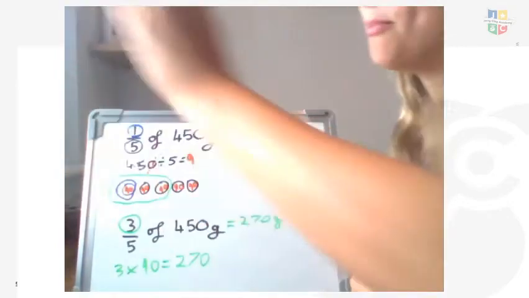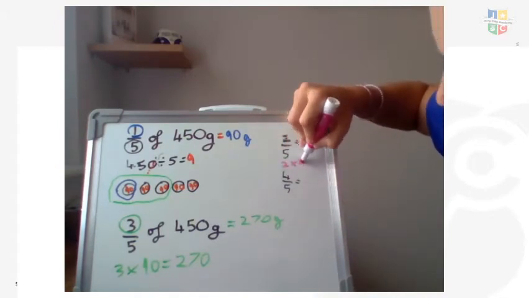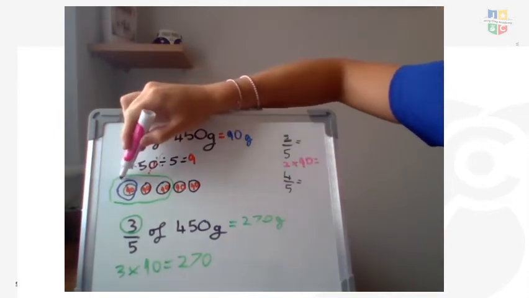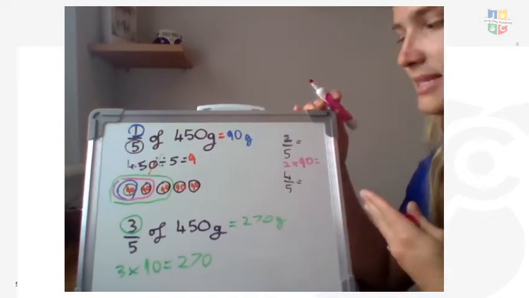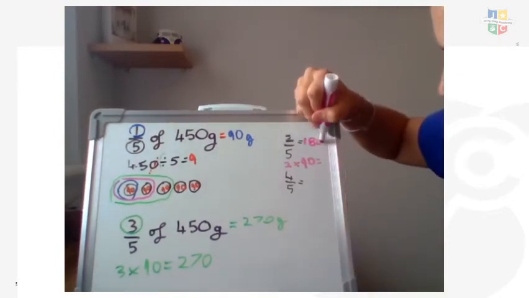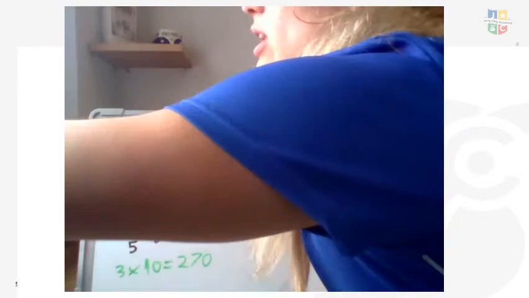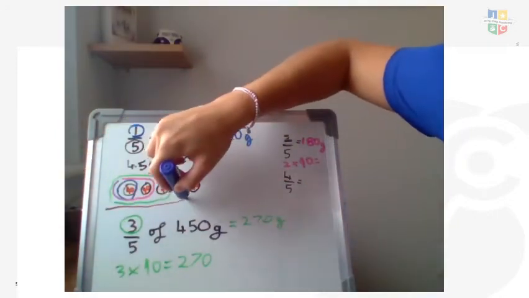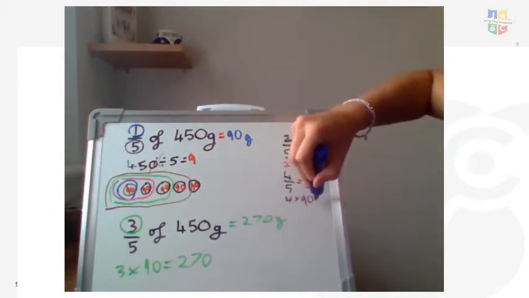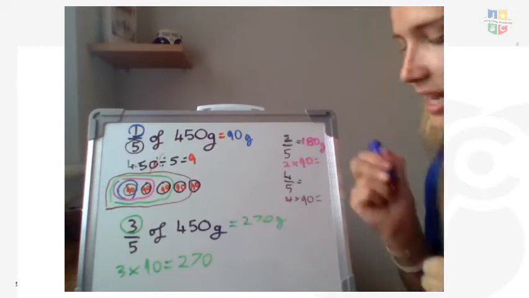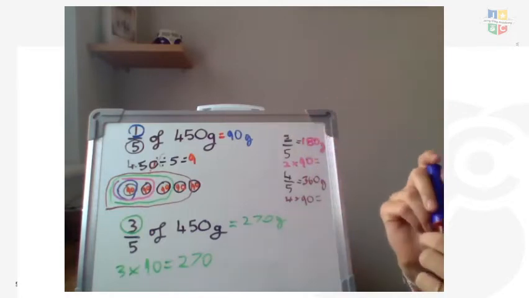Now, for your bonus points, if I was looking at 2/5, I could do 2 times 90 because I know there's 90 in each and I want to know what 2 parts are worth. 90 add 90, or I could do 2 times 9 is 18. And then put your 0 on the end and your grams. And then finally, this time I want to know what 4 parts are worth. So I have got 4 lots of 90. 4 times 90. 4 times 9 is 36. And then put your 0 on the end to find 360.